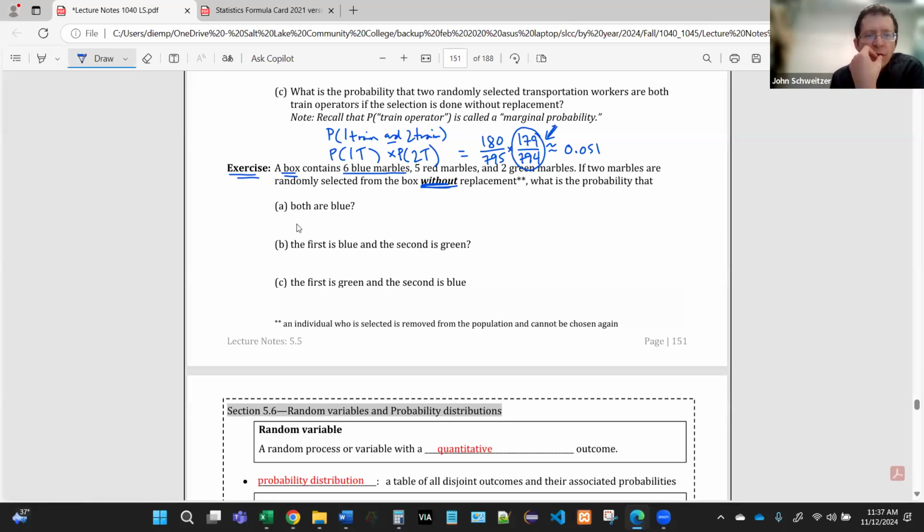Okay, so you guys do 3 of these. What's the probability they're both blue? Then what's the probability the first is blue and the second is green? And then what's the probability the first is green and the second is blue? So I want you guys to try these 3, and then we'll move into 5.6, which is our last section of pure probability. Okay, so I'll just go quiet for a minute or two and let you guys practice with these.